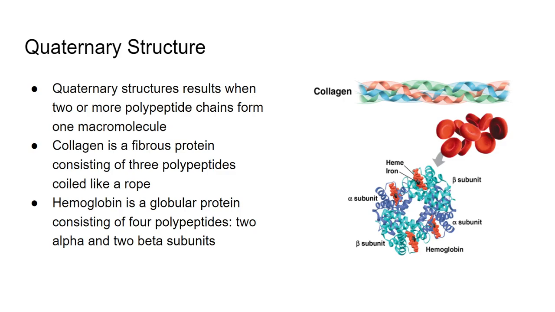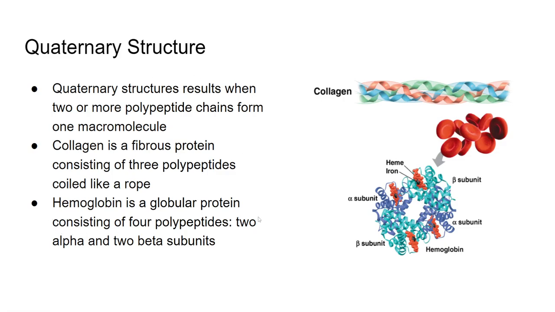Quaternary structure results when two or more polypeptide chains form one macromolecule. So collagen is a fibrous protein consisting of three polypeptides coiled together like a rope. Hemoglobin, which is a very important quaternary structure for oxygen transport in our body and allows our tissues to have oxygenated blood, is a globular protein consisting of four polypeptides, two alpha and two beta subunits. So obviously we have the heme iron here where the oxygens are going to bind to these iron groups and essentially allow this hemoglobin molecule to transport oxygen to tissues that need it.